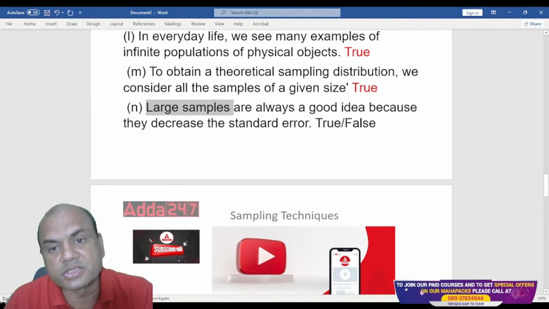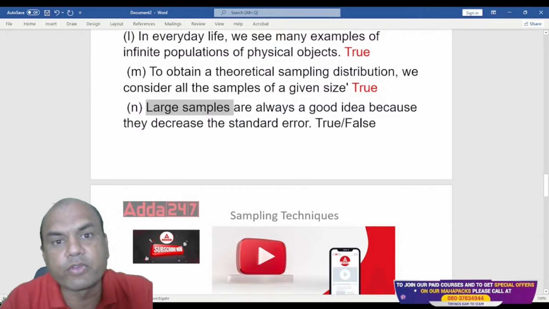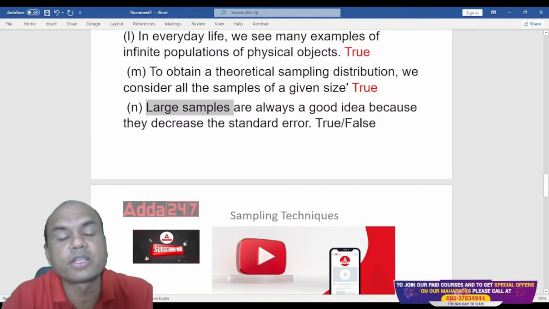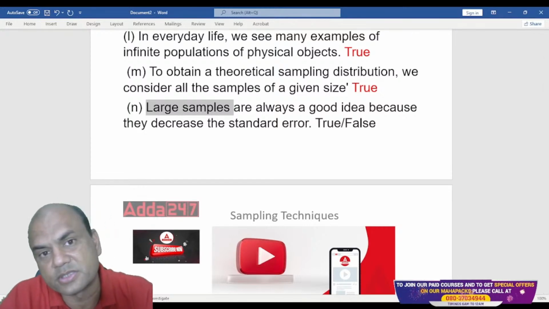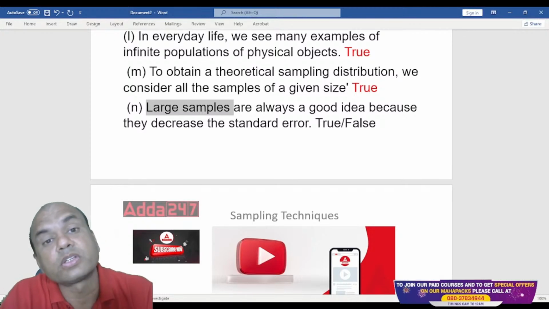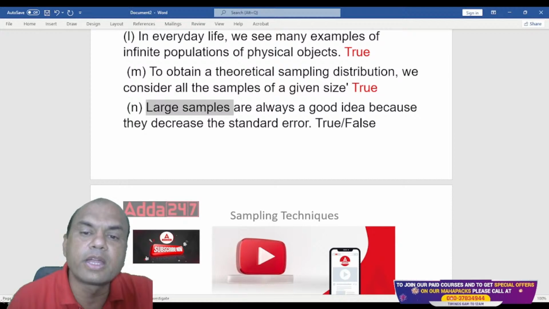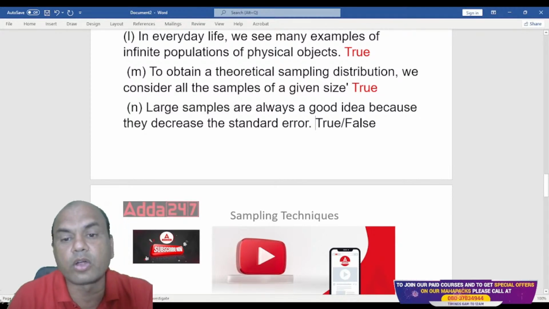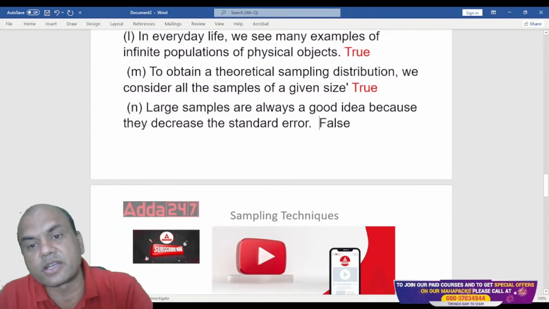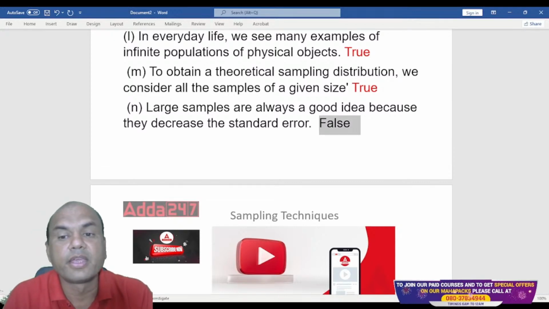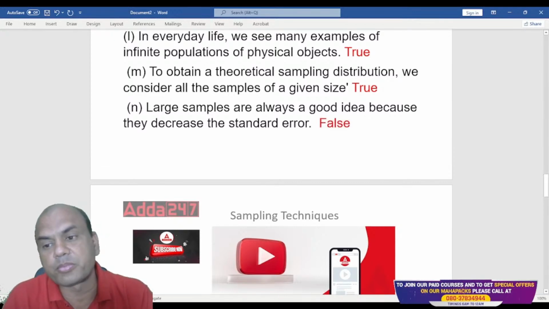What about the cost? Suppose I am doing a sample survey of 50 persons versus a sample survey of 5,000 persons. What will be the cost of 5,000 persons? So it's not always a good idea. That is a false answer. It is not always a good idea because cost considerations are very important. In sampling, cost is a very important part.